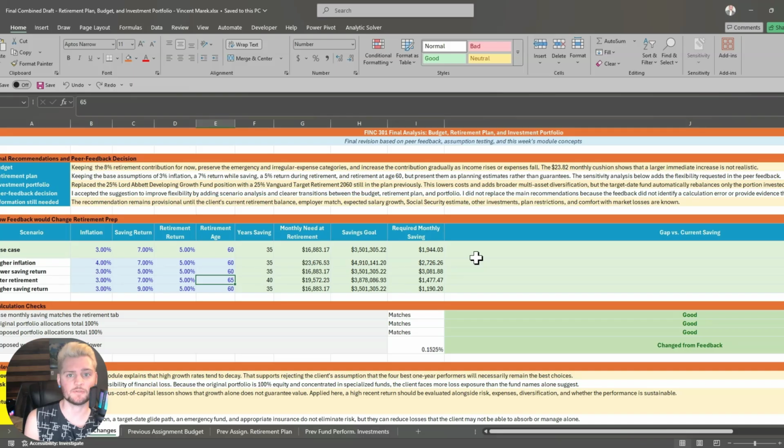For the retirement plan, I recommended keeping the contribution at 8% for now, or about $407 per month. Their budget only had $23.82 as a monthly cushion after my recommended changes, so immediately contributing the full 19,000 or $1,944 is not realistic. The contribution should gradually increase as the client's income rises or their expenses decrease.